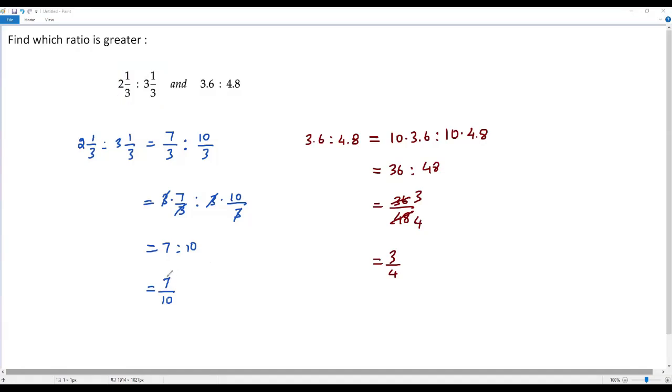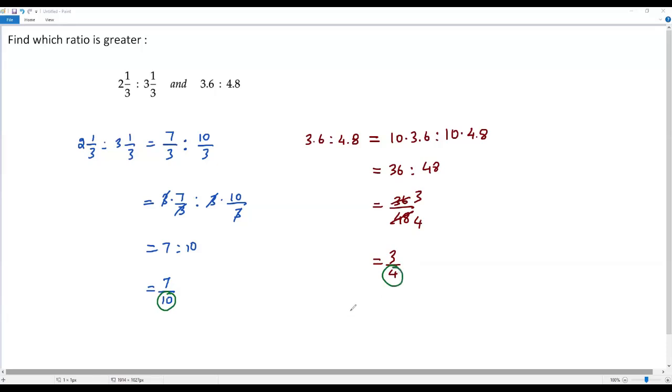Now I got both the given ratios as fractions. For the first ratio, I got the fraction 7 over 10. For the second ratio, I got the fraction 3/4. Now what I have to do is get both the fractions as like fractions. What is meant by like fractions? Like fractions means you have to get the same denominator for both the fractions. So here the denominator of this fraction is 10, and the denominator of the other fraction is 4.